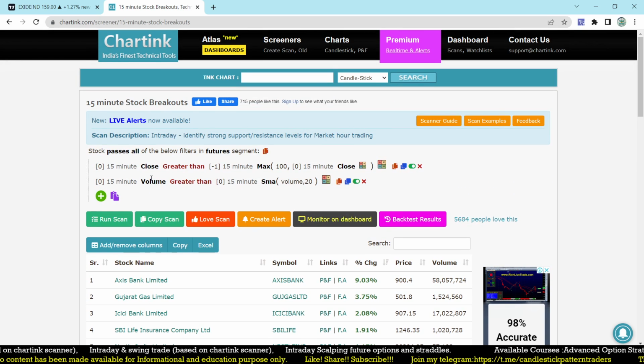So here is the scanner which I am going to provide you free, and it is available on Chartink free of cost. I am going to show how to make the scanner even more powerful, which I will discuss right now.